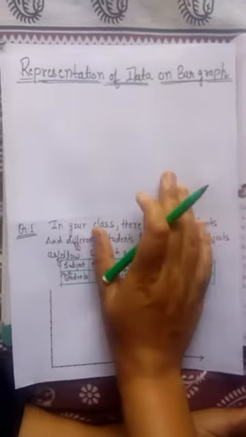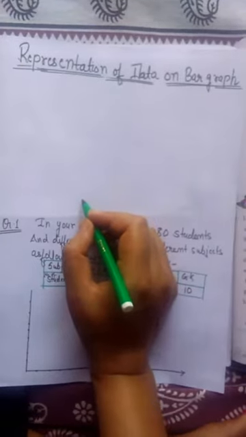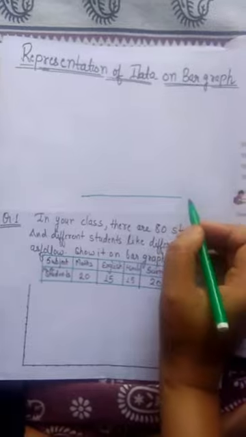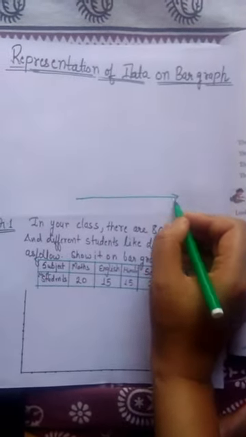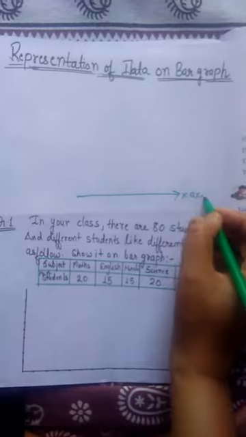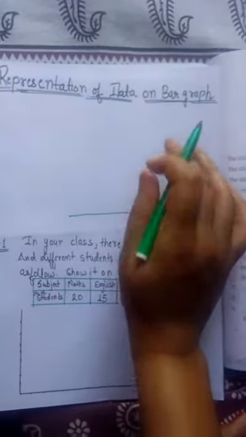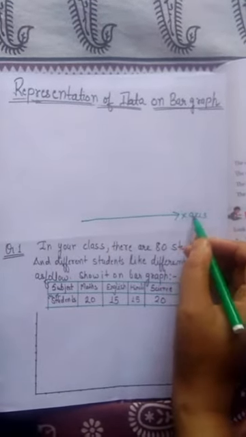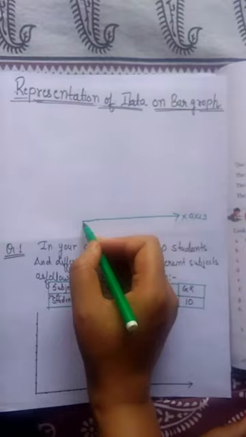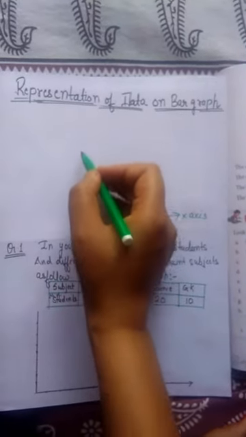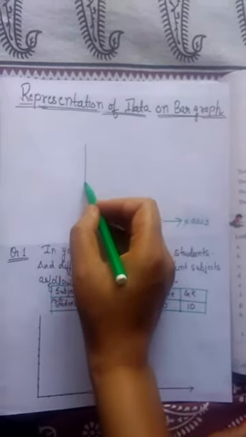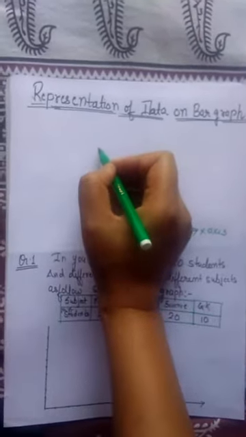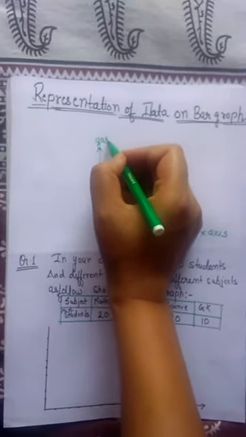Firstly, we make a horizontal line, and this axis is called the x-axis. For the bar graph, we firstly make the horizontal line, and this is called the x-axis. And after it we must draw a vertical line to join this point, and this axis is called the y-axis.